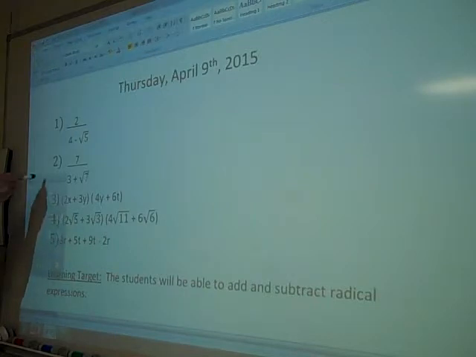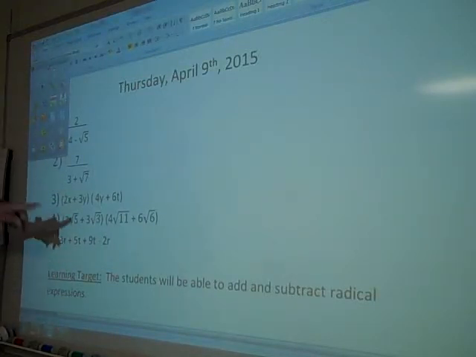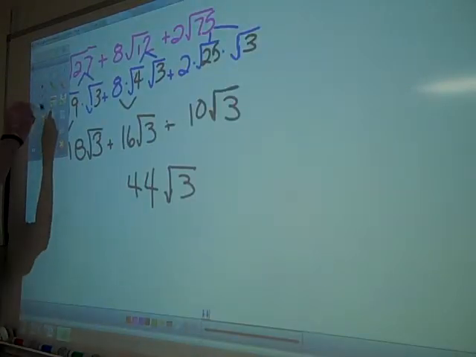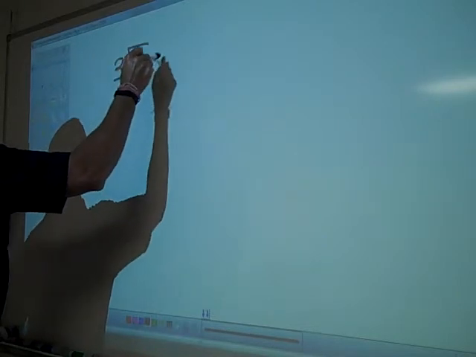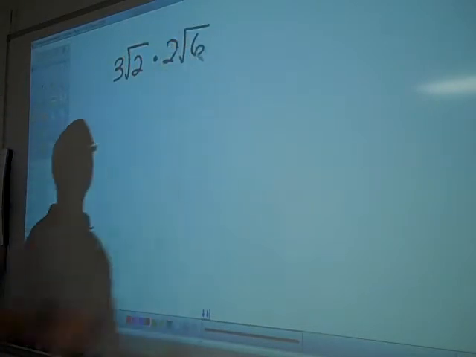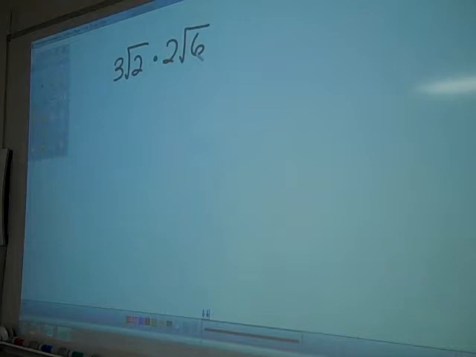Okay, so on the warm-up, we did a problem like this. We did a problem like this. Now we're going to do a problem like we just did on the warm-up. Okay? Three, two, two, six. Someone tell me, how would you go about doing this problem?